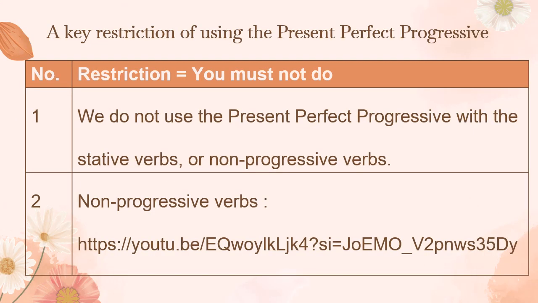A key restriction of using the present perfect progressive. Number one, we do not use the present perfect progressive with the stative verbs or non-progressive verbs. Number two, you can check more details about the stative verbs in my previous video on the present continuous tense in the section on non-progressive verbs.